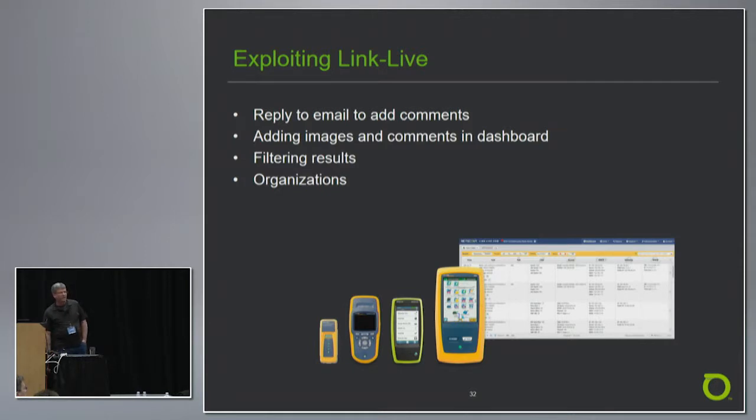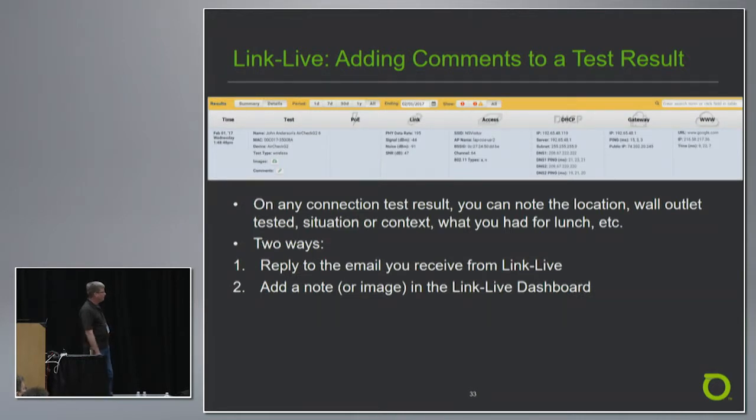And there's a lot of obvious uses for it and test cases. I'm not going to go into any of those, but I'll cover a few things that you might not know about that are really quite useful. So when you upload test results, Ethernet test results, wireless test results to Link Live, you can add comments to that, such as noting the location that you ran the test from, what port you tested from, a situation or a context. I just finished reconfiguring this, and now I ran the test.